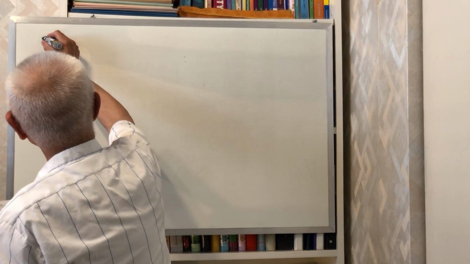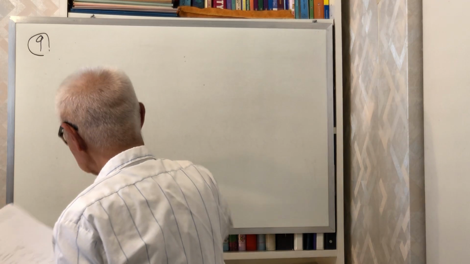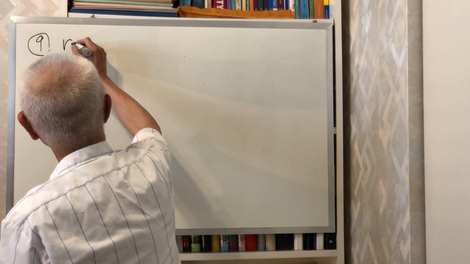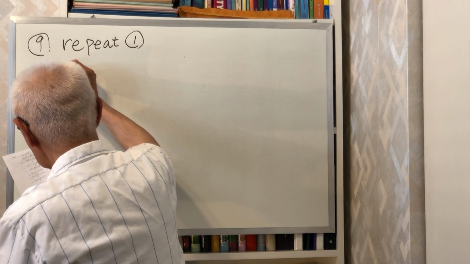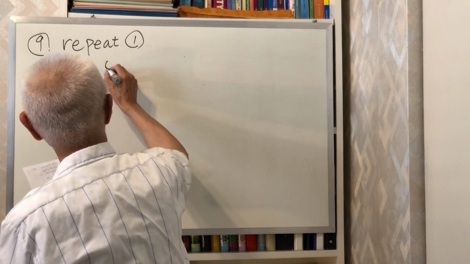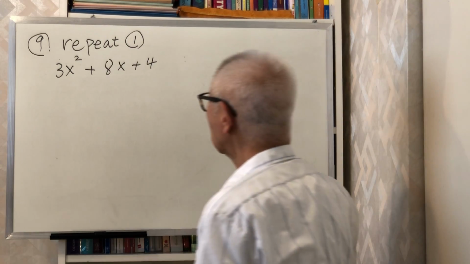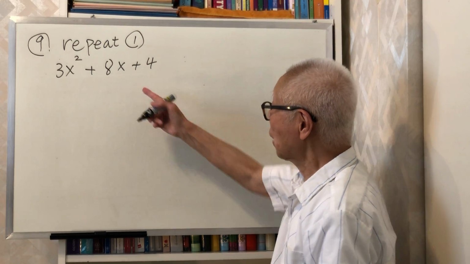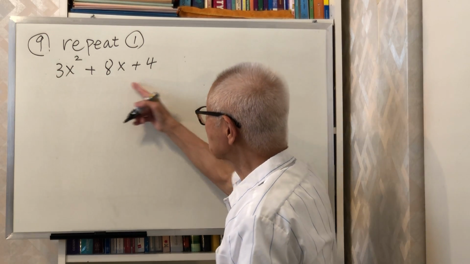So example 9. Example 9, I just take example 1, but I do it in another way. I repeat example 1. What is example 1? It is this. So let's use example 8 to do this problem. So I multiply this number 3 by 3, and divide by 3.